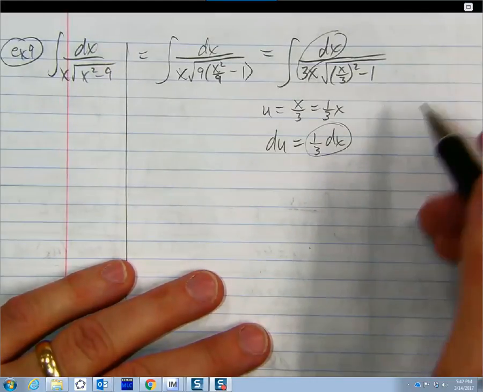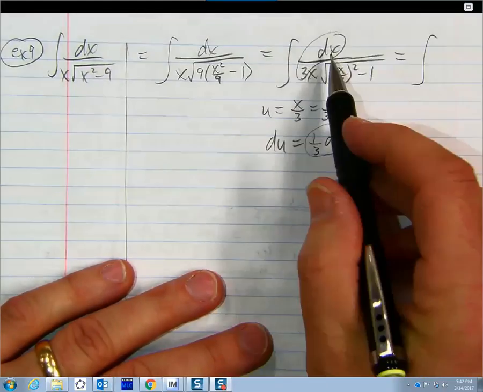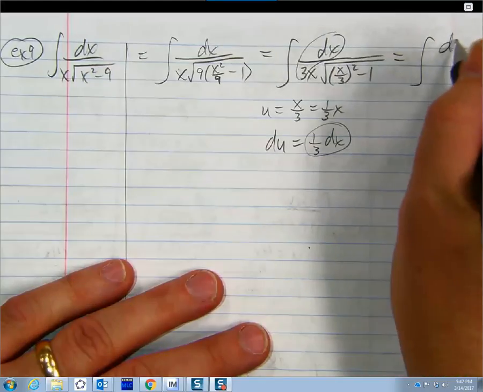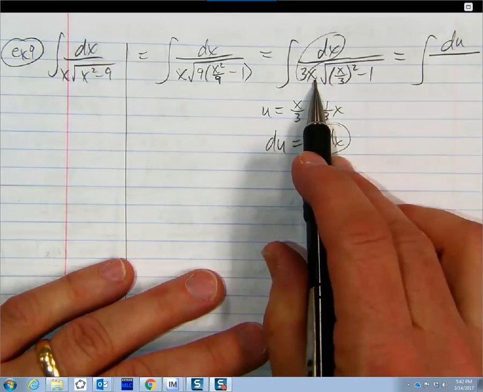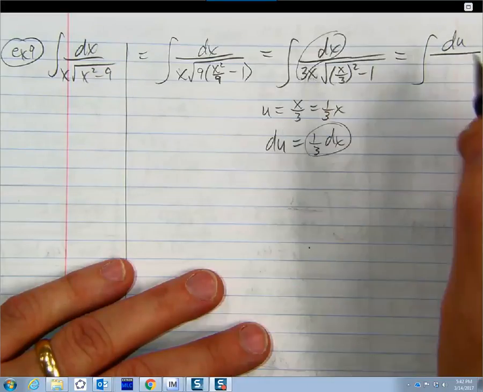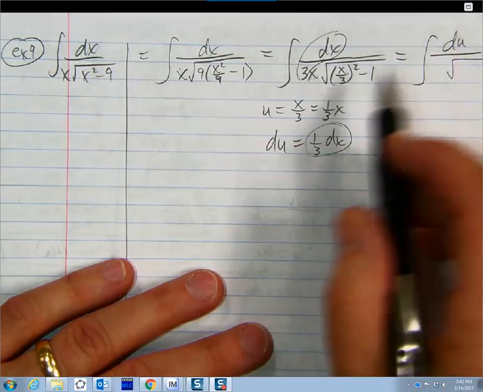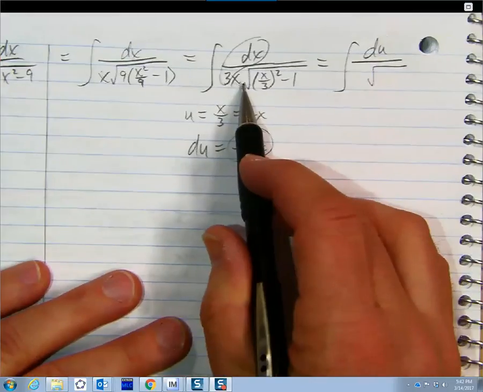Whatever. Next, that 1/3 dx changes to a simple du. Down here on the bottom, uh-oh, I don't know what to do with that x. Let's leave it for a minute. Skip that part. Pretend like it's not there. We'll come back to it.